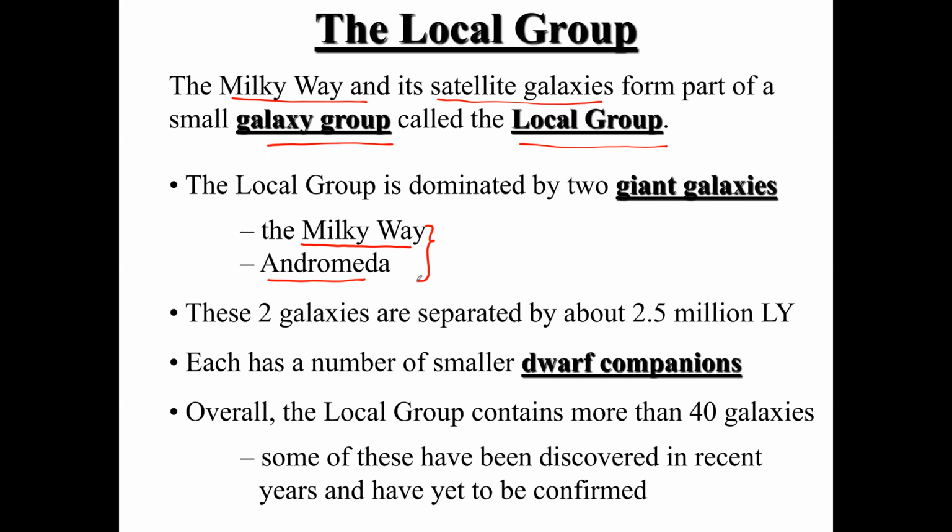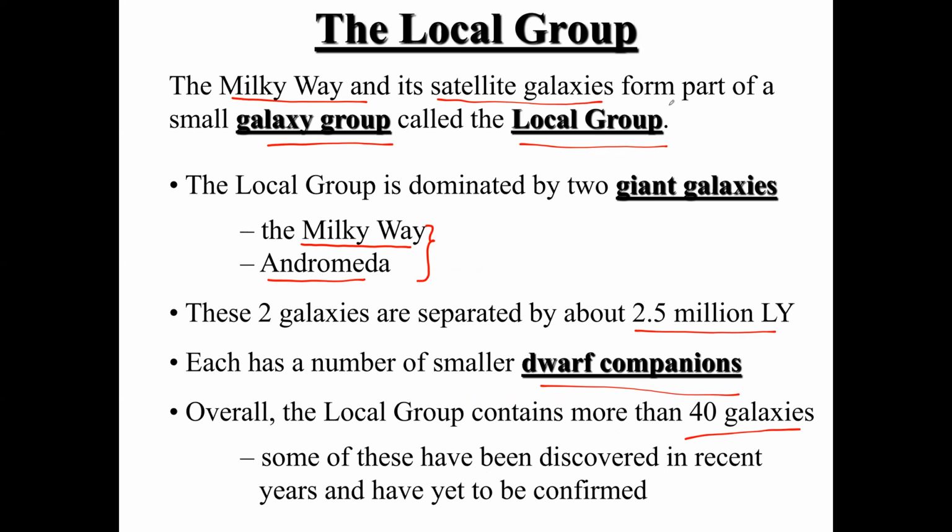And these two galaxies are separated by 2 billion light years from each other. And each of these large galaxies has a smaller number of dwarf companions. And overall, the Local Group has more than 40 galaxies. Some of these have been discovered in very recent years and have yet to be confirmed. So there are still galaxies being discovered even in our Local Group, right?